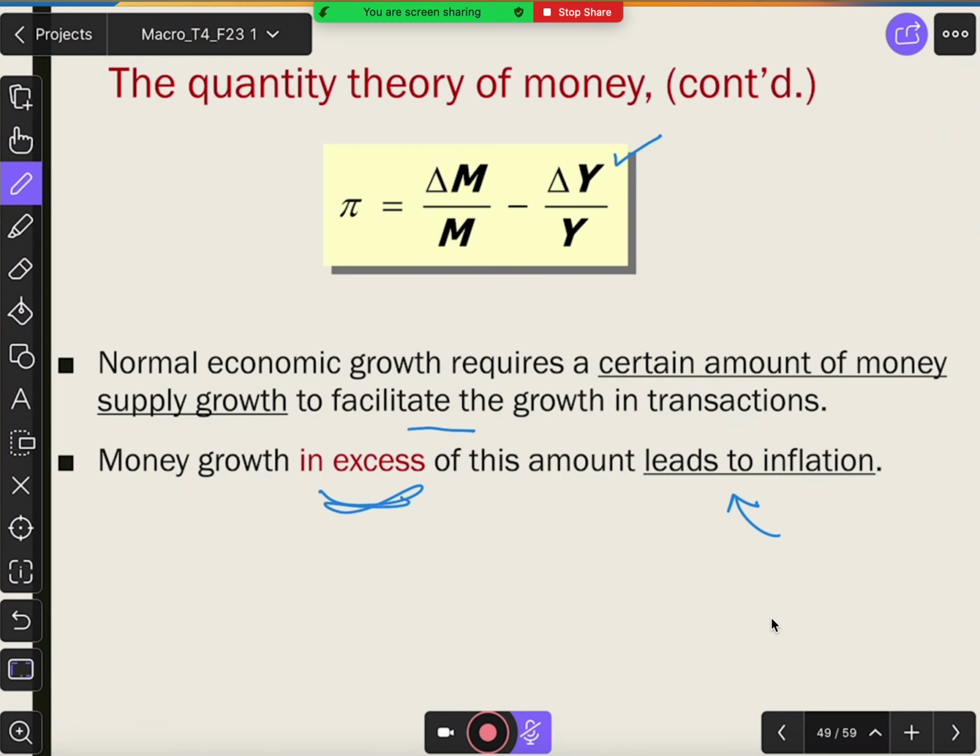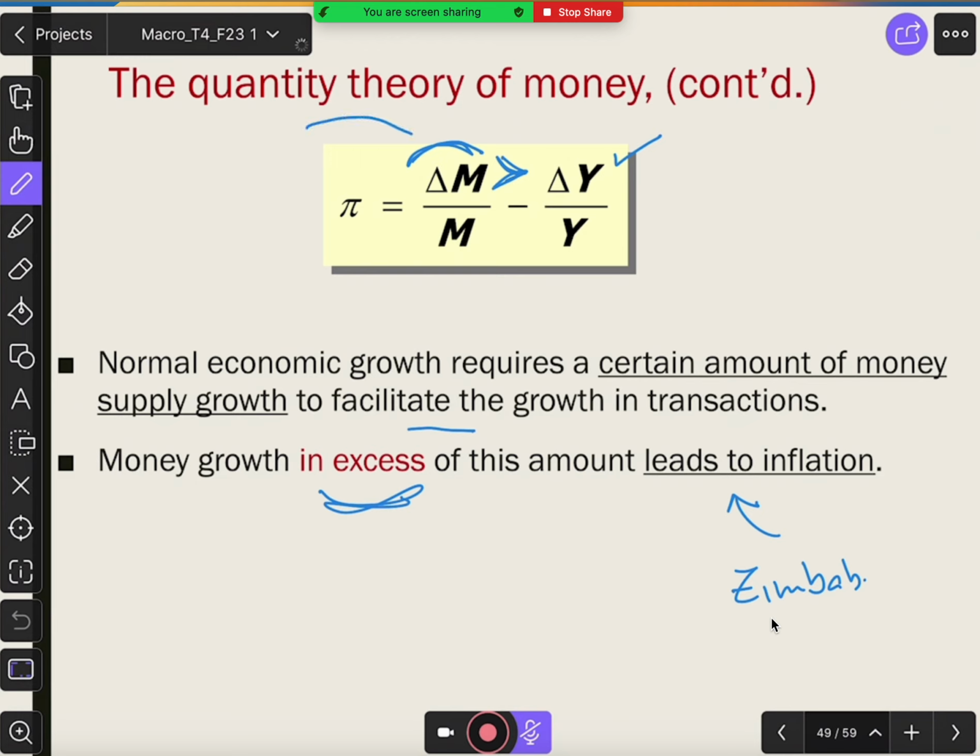And here I want you to refer to the video on Zimbabwe and the hyperinflation. The main idea behind hyperinflation in that case was that the growth of money was way exceeding the ability of the economy to produce. So that led to hyperinflation when the economy was printing money.